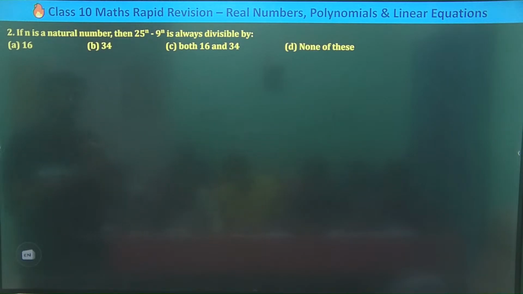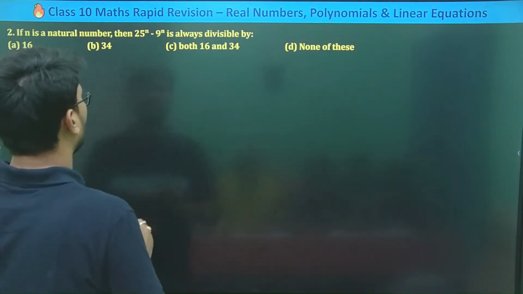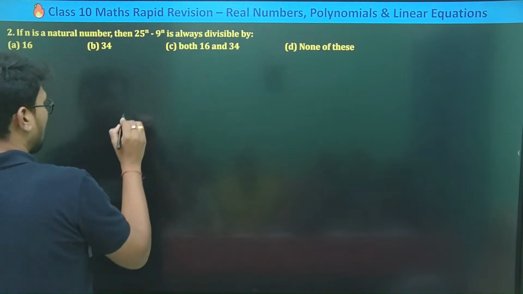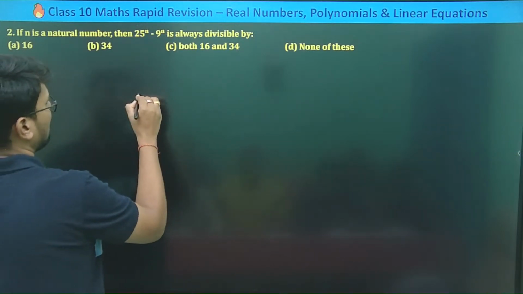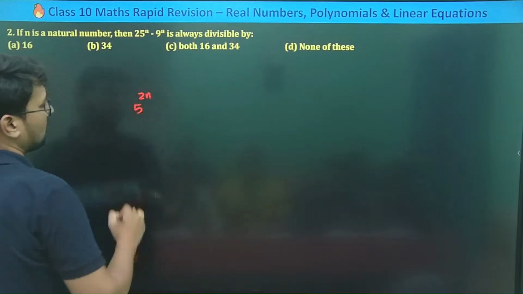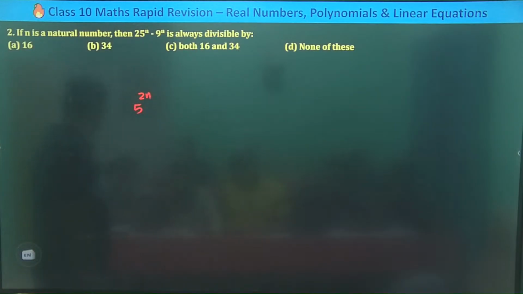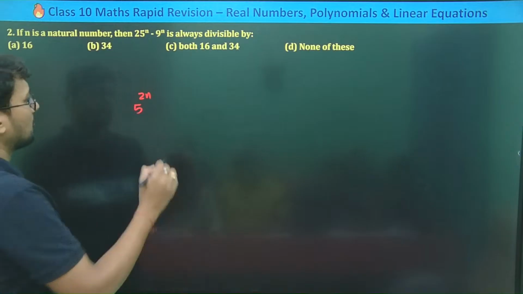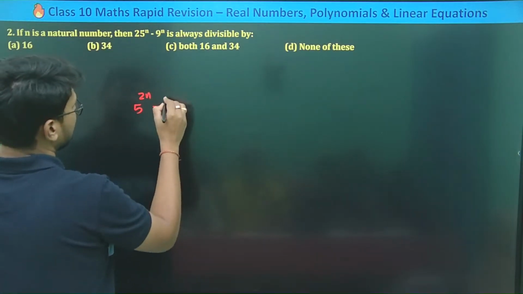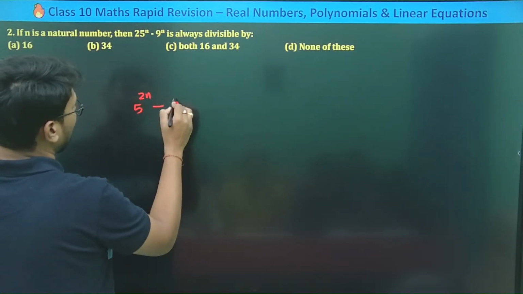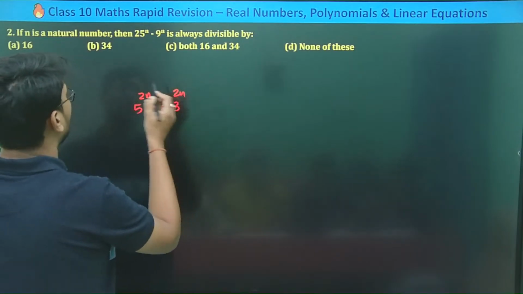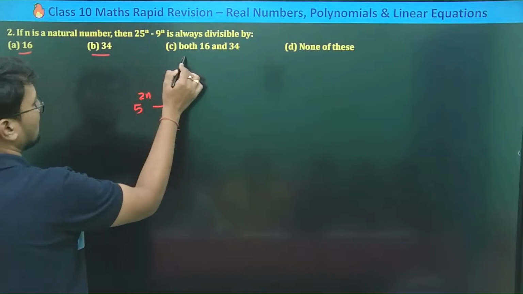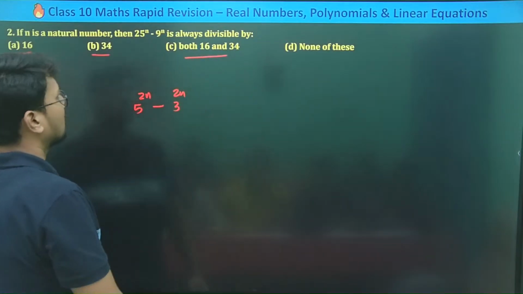N is a natural number. What is 25 to the power n? 5 to the power 2n minus 3 to the power 2n is always divisible by which one? Whether by 16, 34, or 16, 34, which one?